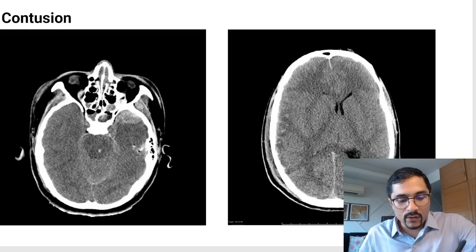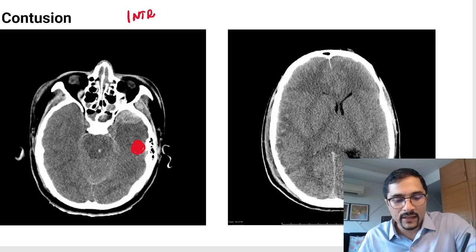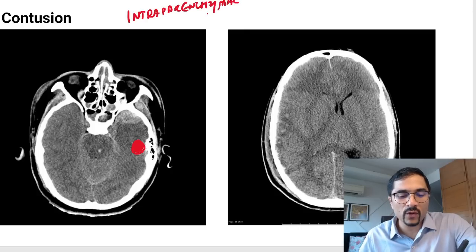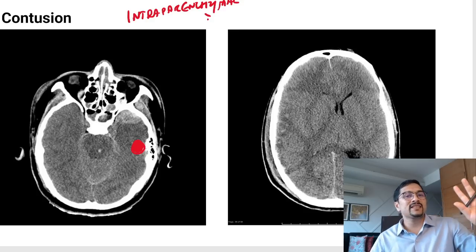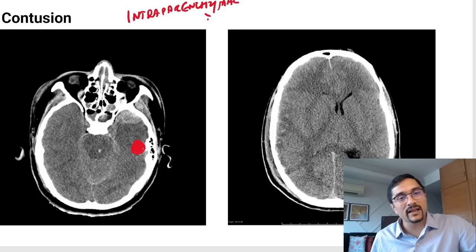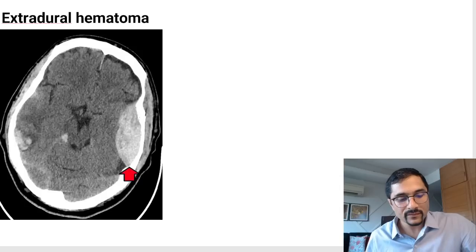So this is a contusion. Contusion, this is intraparenchymal hemorrhage. This is the most common hemorrhage following head injury, intraparenchymal. But majority of these patients can be managed conservatively. Majority, there can be conservative management.